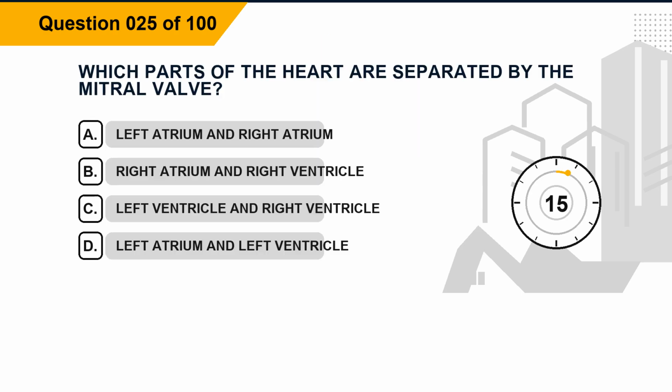Question 25. Which parts of the heart are separated by the mitral valve? Option A, left atrium and right atrium. Option B, right atrium and right ventricle.